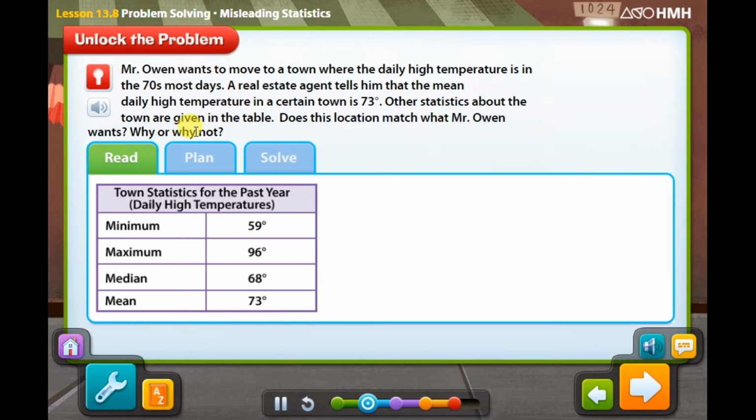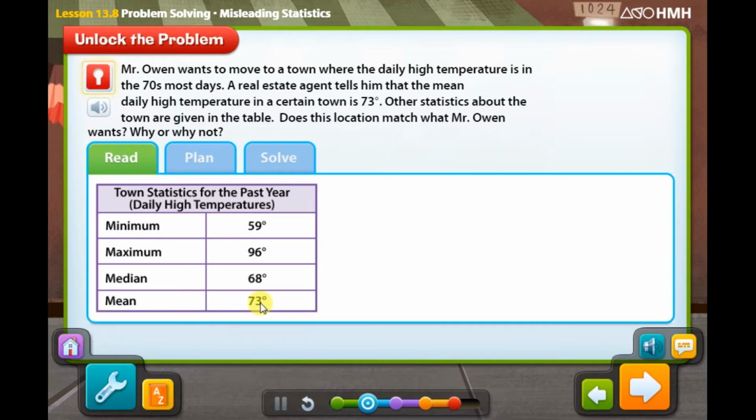Let's unlock the problem. So before unlocking the problem, let's see the givens. The givens here are that Mr. Owen wants to move to the town where the daily high temperature is in the 70s. So in the 70s means between 70 and 79 most days, right? The real estate agent told him that the mean of temperature here is 73, and it's right, the table here shows that the mean is 73.